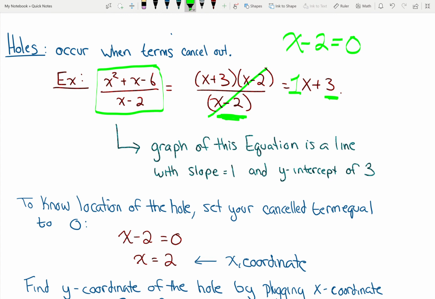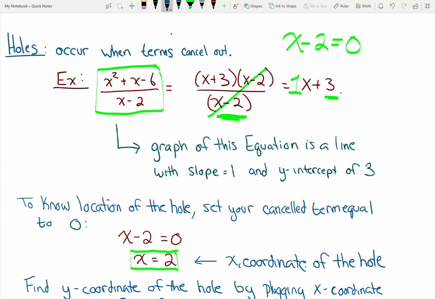So I found out that x equals 2. This x equals 2 right here is the x-coordinate of our hole. Okay, so this is the x-coordinate of the hole in our graph. So we have the x-coordinate, but every point on our curve has two coordinates, an x-coordinate and a y-coordinate. So now our goal is to find the y-coordinate.